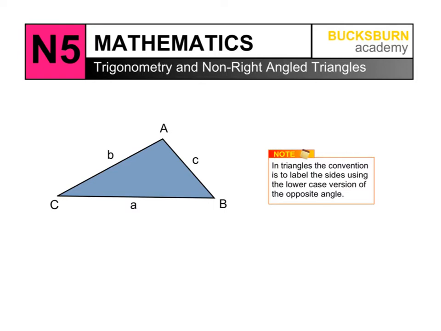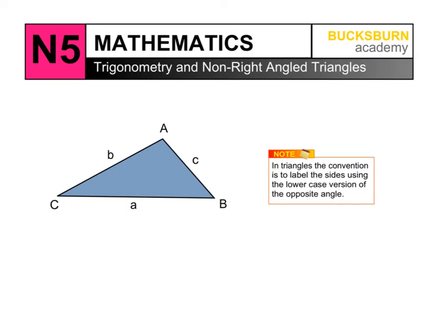Things like our sine ratio, so sin x is opposite over hypotenuse, cos x is adjacent over hypotenuse, and tan x is opposite over adjacent. These rules still hold true and they're still something we need to know, but in situations like this, where we've got a non-right-angled triangle, they are not a lot of use.